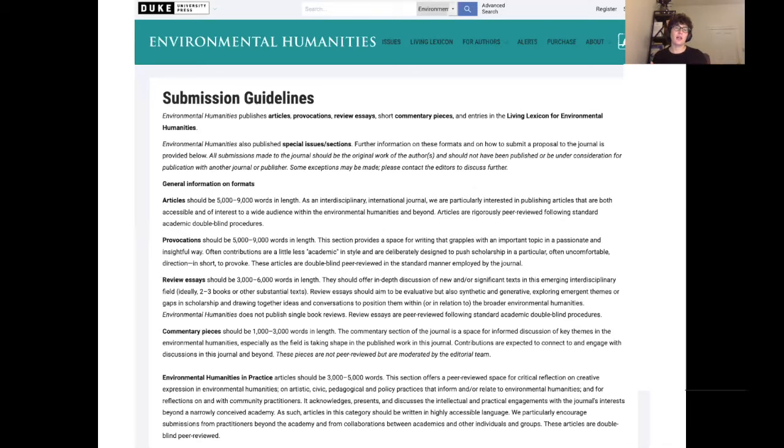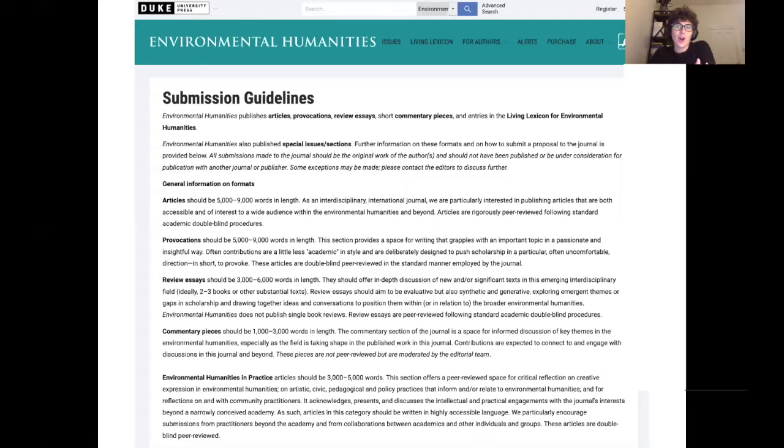So speaking of different kinds of genres, I have two slides here that just show the range of genres that can even be accepted into a single journal. So this is from a journal called, what's it called? Environmental, I can't see under my label, under my menu. Oh, Environmental Humanities, there we go. So you can see here that they accept articles. They have a genre called provocations. They have what we're talking about tonight, review essays. They have commentary pieces, right?